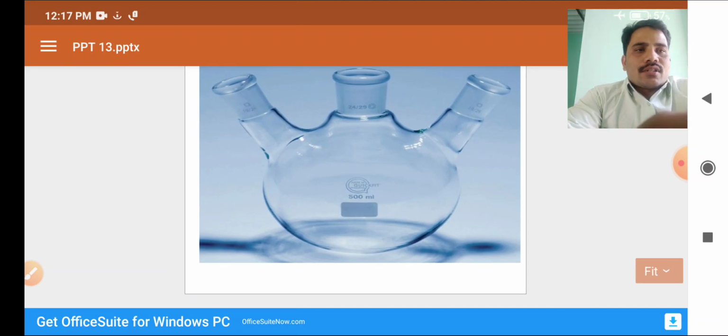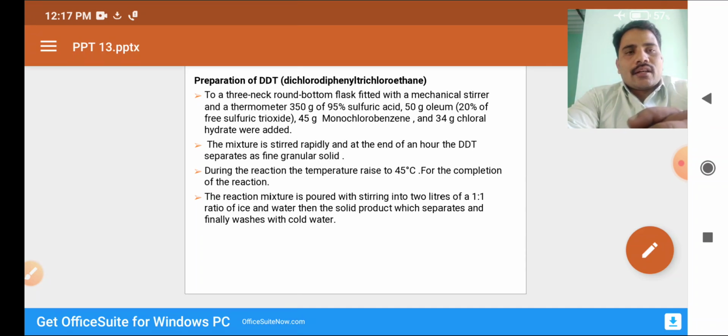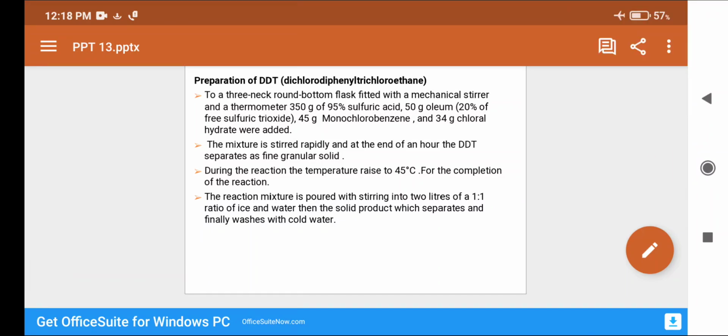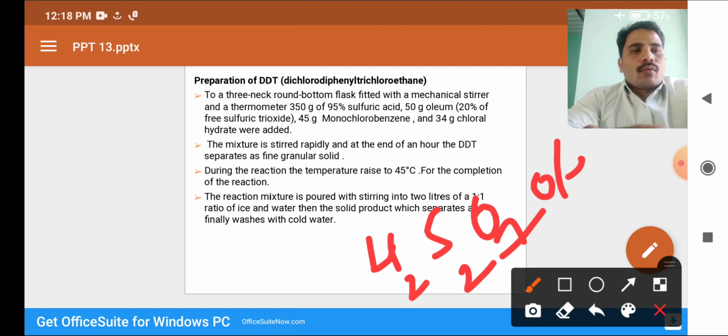We can use a round bottom flask fitted with a mechanical stirrer and thermometer. Temperature is very important for the preparation of DDT. We consider 350 gram of 95% sulfuric acid used in this reaction, and 50 gram of oleum. Oleum is H2S2O7. This is the oleum solution.